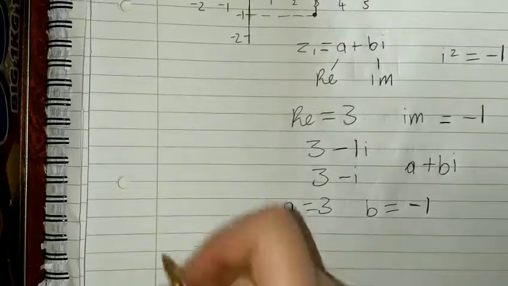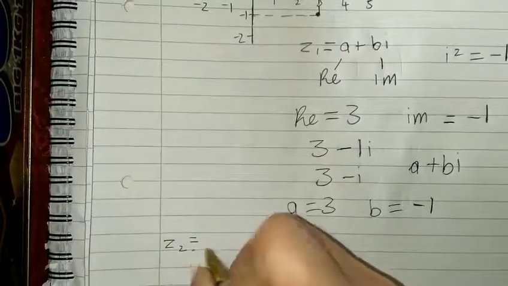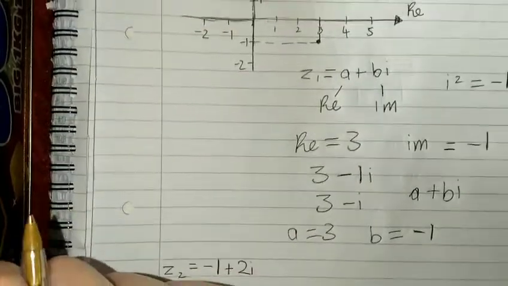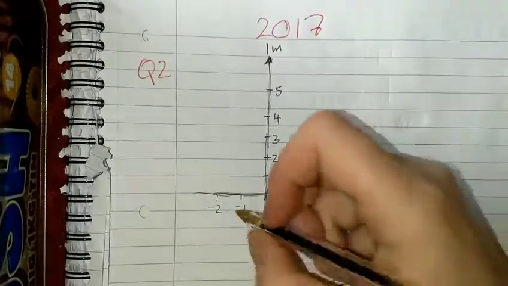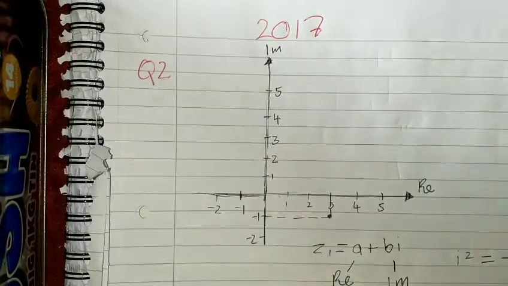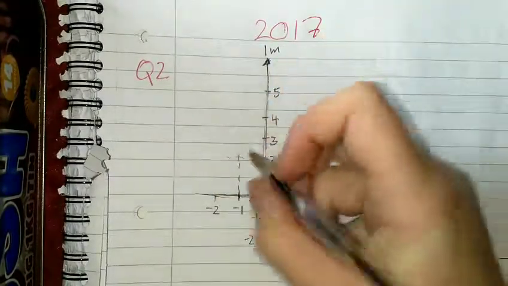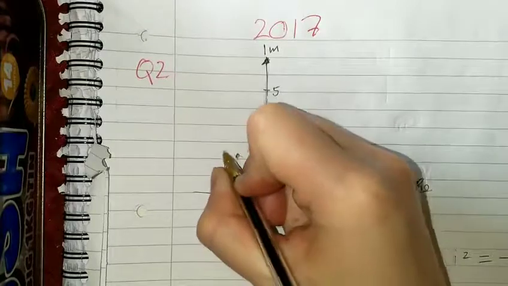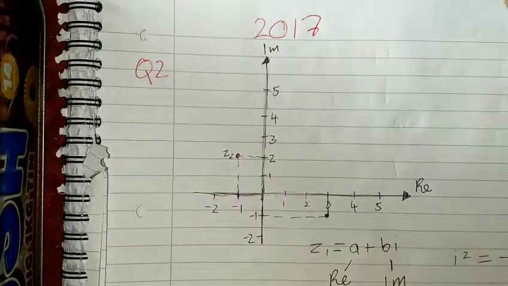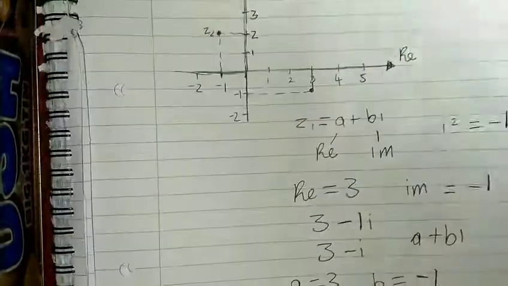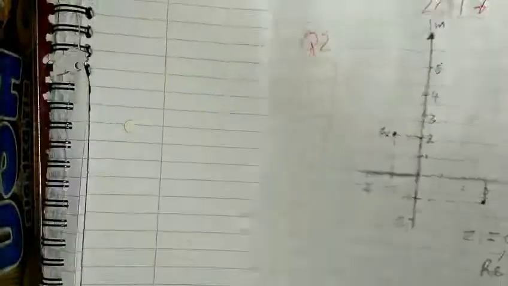And then the next one, it says z2 is equal to minus 1 plus 2i, so we have to plot this. We go minus 1 on the real axis and then plus 2i. So this is our 2i, and minus 1 on the real axis, so this here would be z2. My diagram isn't 100% accurate because I don't have graph paper. Then for the next part, I'll just go on to a new page.